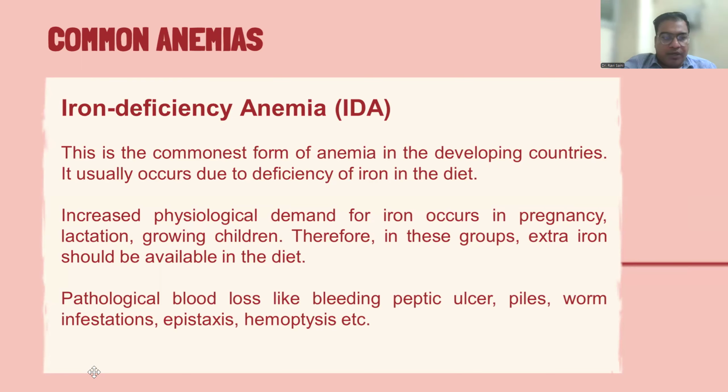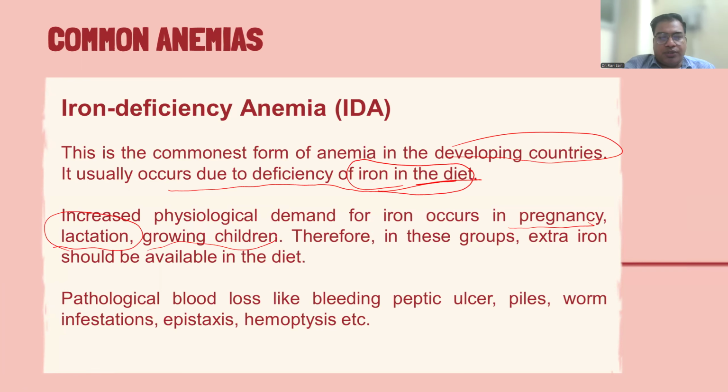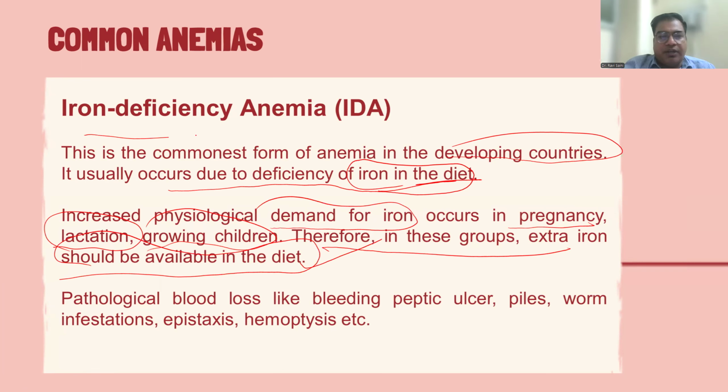Now come to the iron deficiency anemia. This is the commonest form of anemia in the developing countries. It usually occurs due to deficiency of iron in the diet. Increased physiological demand, especially in pregnancy, lactating mothers, and growing children, there is an increased physiological demand of iron. So, in these groups, extra iron should be available in the diet, otherwise, it will lead to iron deficiency anemia.